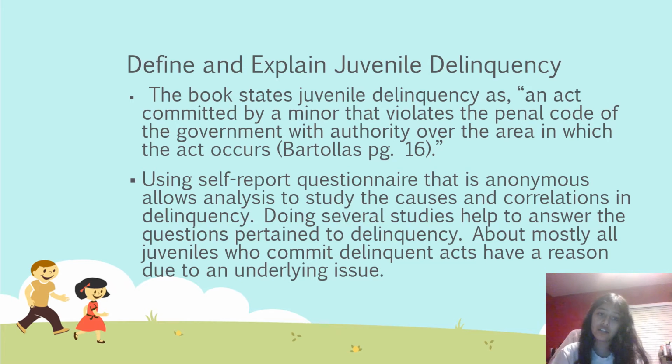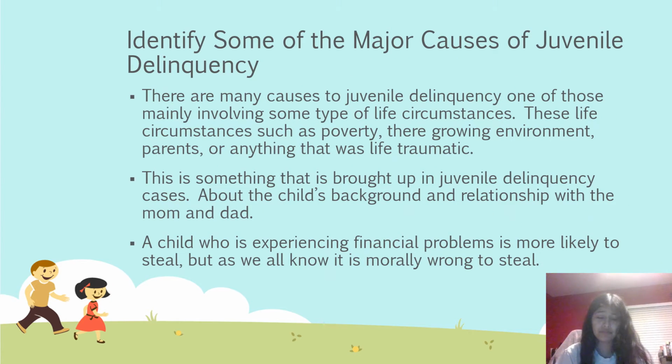About mostly all juveniles who commit delinquent acts have a reason due to an underlying issue. Identify some of the major causes of juvenile delinquency. There are many causes of juvenile delinquency, one of those mainly involving some type of life circumstances. These life circumstances include poverty, their government, environment, parents, or anything that was life traumatic.